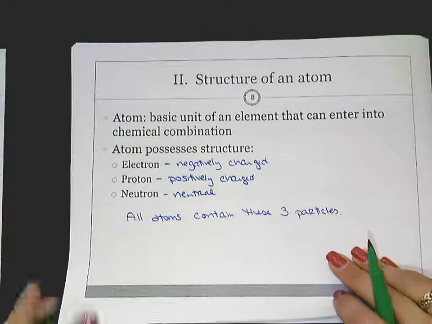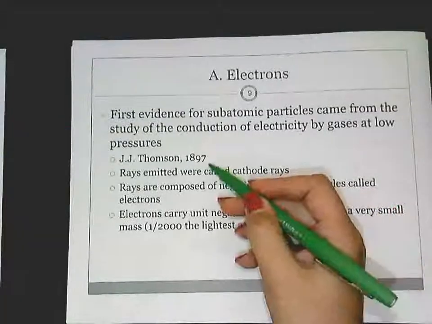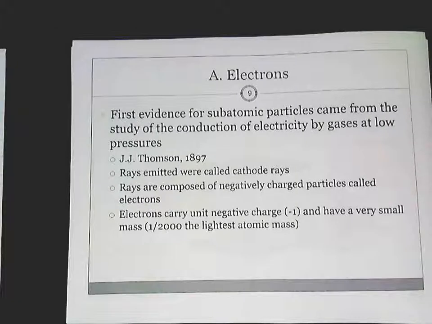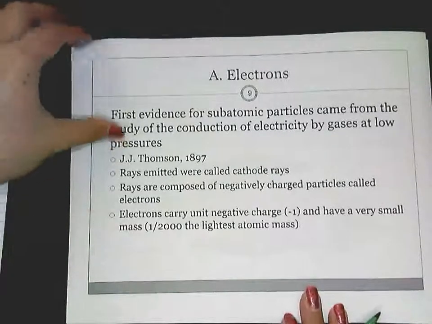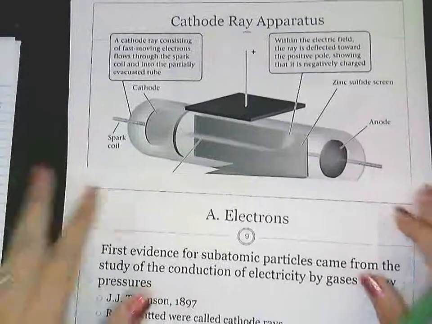In 1897, so not that long ago, a little 110-ish years ago, they found the first evidence for subatomic particles when they passed electricity through gases. J.J. Thomson in 1897 did this experiment, which is the cathode ray.